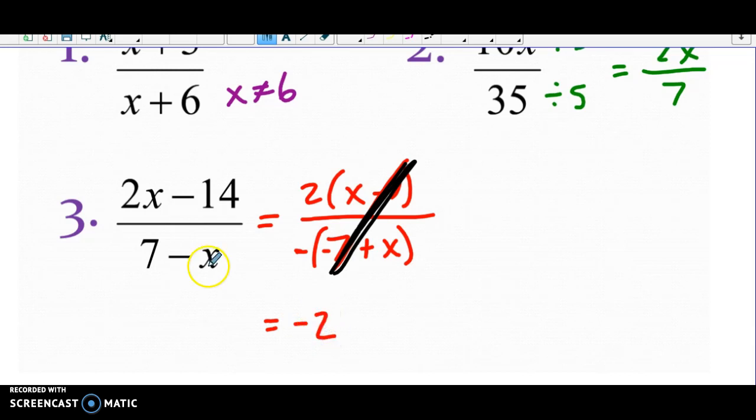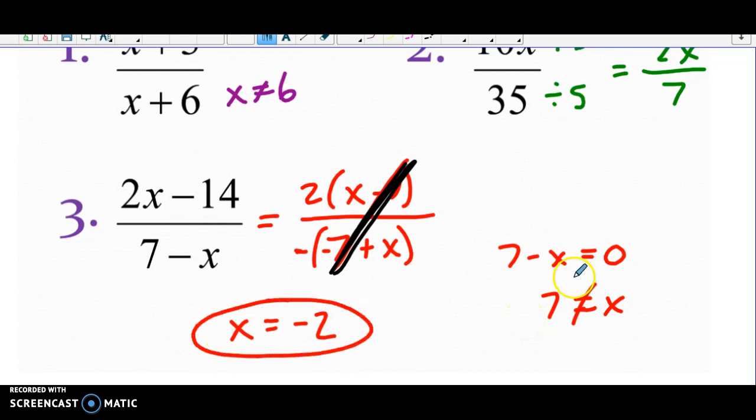However, I do need to consider that there is a value for x that would make my denominator equal 0, so I need to state the excluded values here. In this case, I'm going to set my denominator equal to 0, and if I add x to both sides, we find that x cannot equal 7. So this is my solution, and this is my excluded value.